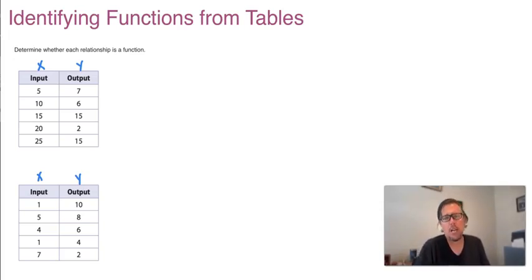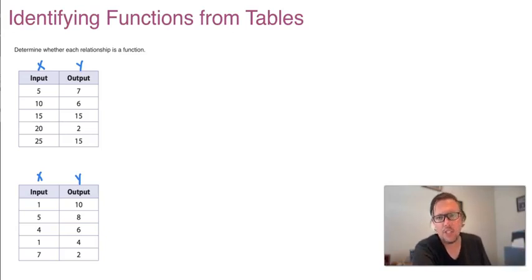Now, hopefully you remember the definition of function is each input is assigned to exactly one output. So what we're going to do is look at these tables and see, do we have anything in the input column that is assigned to more than one thing in the output column?